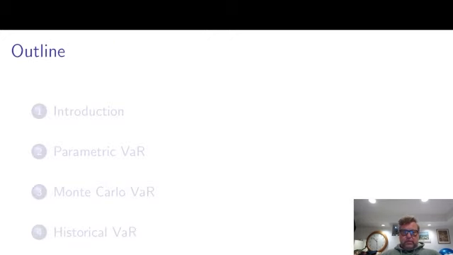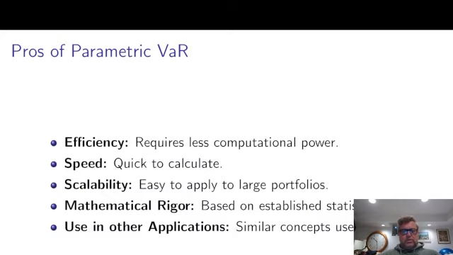Let's look at each of the methodologies, at the pros and cons. So first we'll look at parametric, pros and cons, then Monte Carlo, pros and cons, and historical pros and cons. And the pros and cons are relative to the other methodologies. So let's run through it.